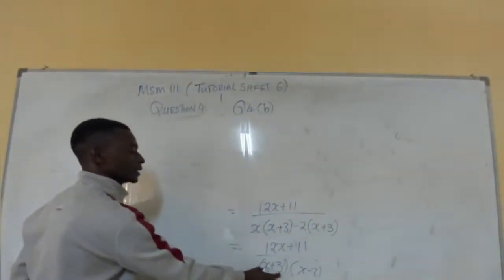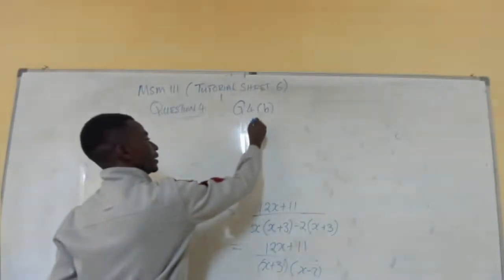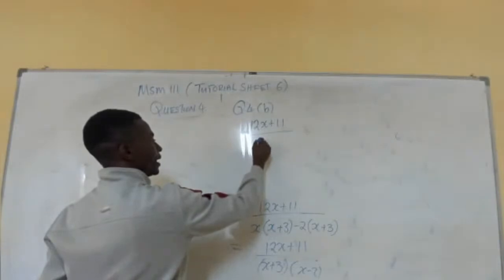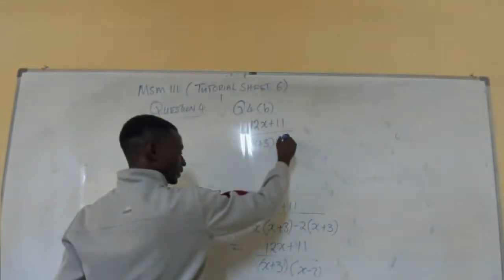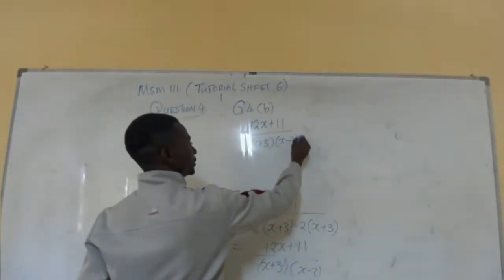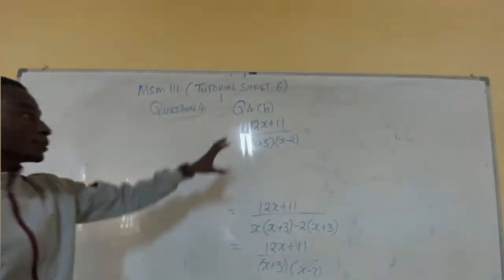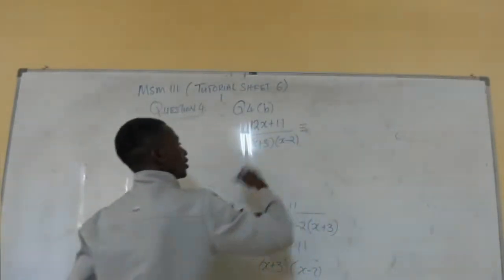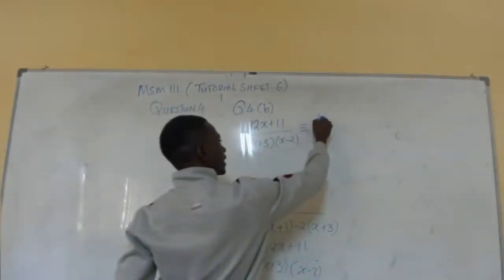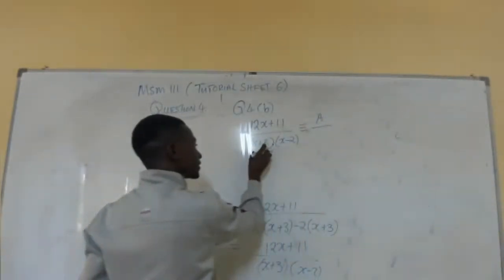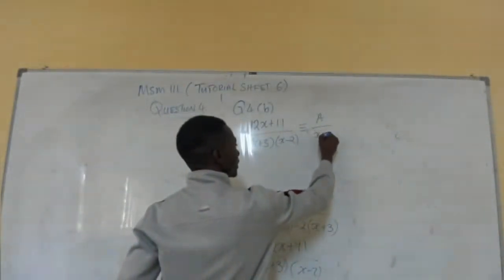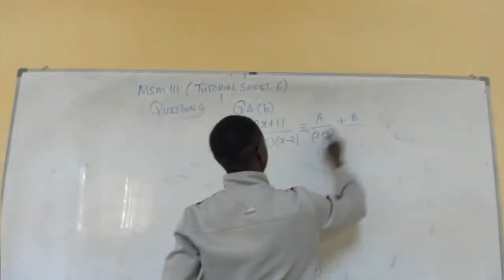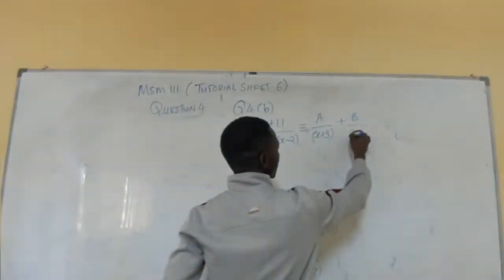Let's resolve this one into partial fractions. 12x plus 11 over x plus 3, then x minus 2. So that question in partial form is expressed as a over the first factor, which is x plus 3, plus b over the second factor, which is x minus 2.